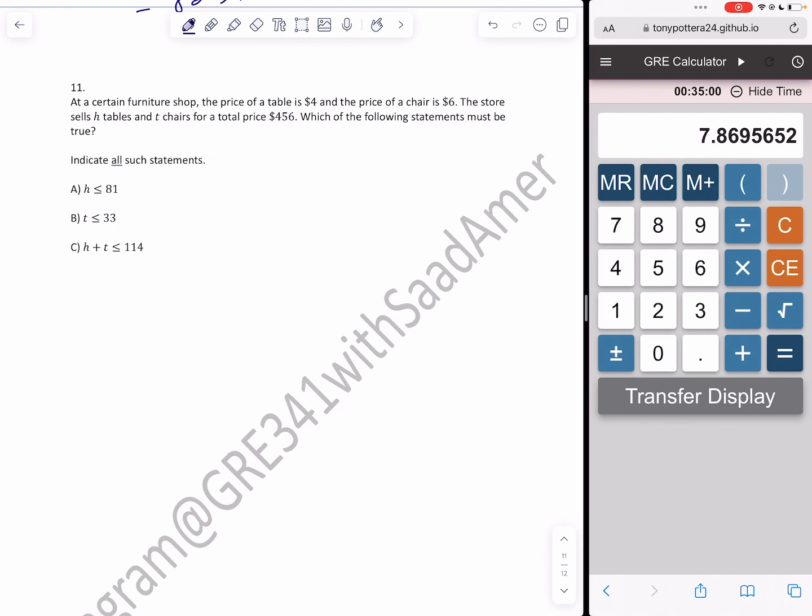At a certain furniture shop, the price of a table is $4 and the price of a chair is $6. The store sells H tables and T chairs for a total price of $456. So the price of each table is 4, he sells H tables. And the price of each chair is 6 and he sells T chairs for a total price of $456. That's his total revenue.